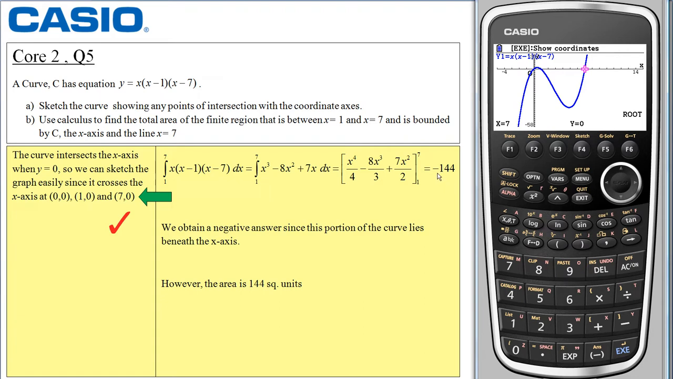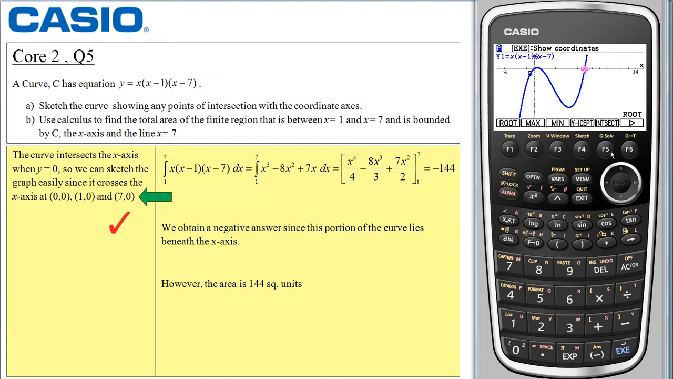Using calculus I obtained minus 144, but you'll notice that between 1 and 7 on the x-axis the curve lies beneath the x-axis, and that's the reason why I got a negative answer. Of course an area can never be negative, and so the correct answer is 144 square units. Let's confirm that on the calculator.